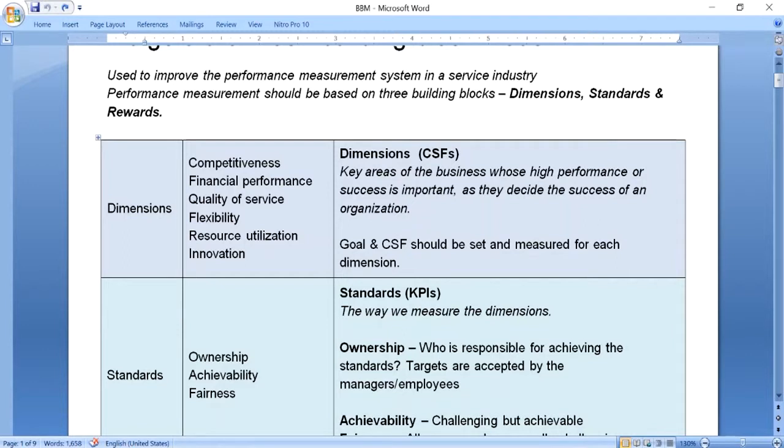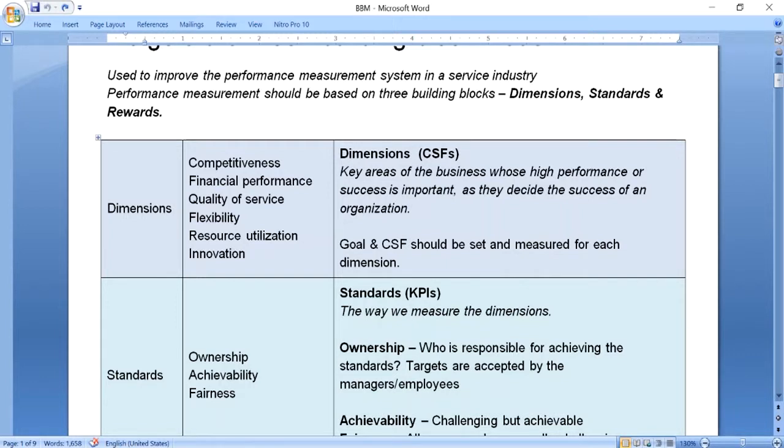The first 2 are called downstream dimensions, which are the results of the past activities of the company, and the other 4, which is quality of service, flexibility, resource utilization, and innovation, are called the upstream dimensions, which define how the company will perform in the future.